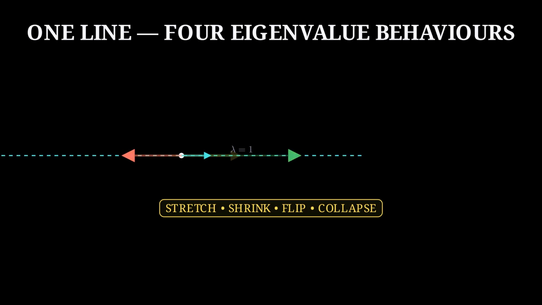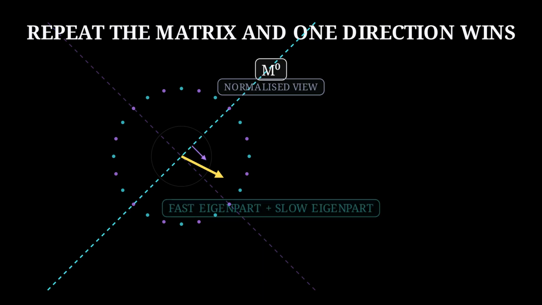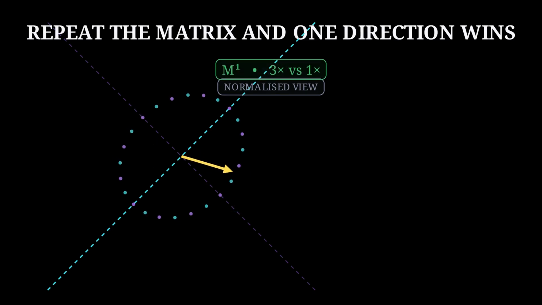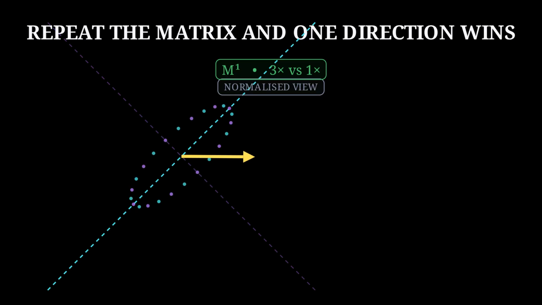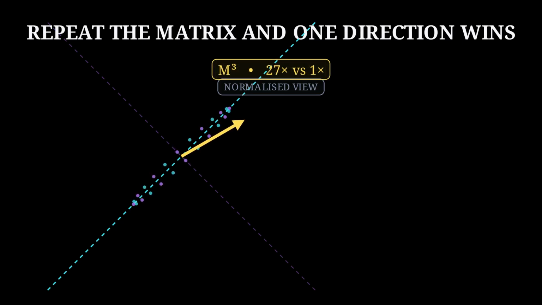Eigenvectors become especially useful when the same matrix is applied again and again. Start with an ordinary vector. It can be split into pieces along the two eigendirections of this matrix. One piece is multiplied by 3 each step, while the other piece is multiplied by 1. After one step, the faster component is larger. After 2 steps, it dominates the picture even more. After several steps, the whole vector points almost along the eigenvector with a larger eigenvalue.